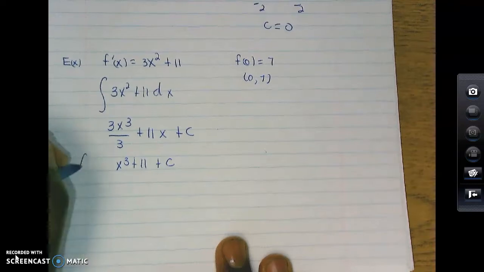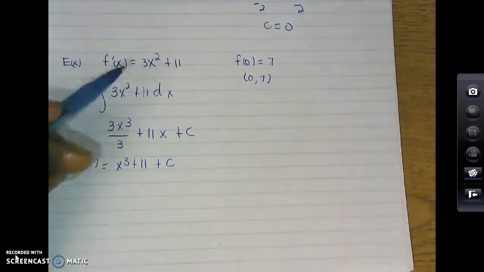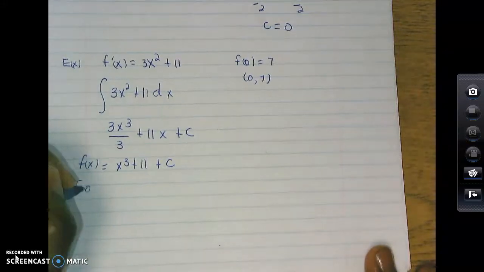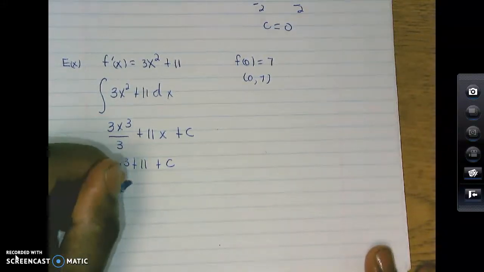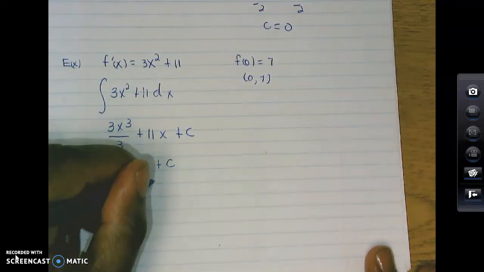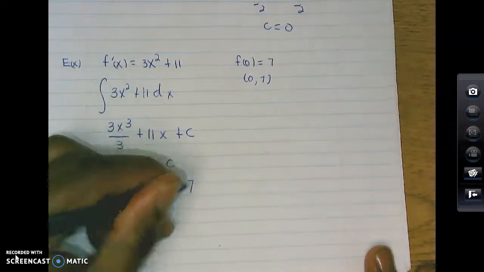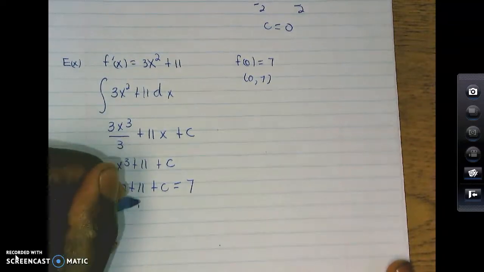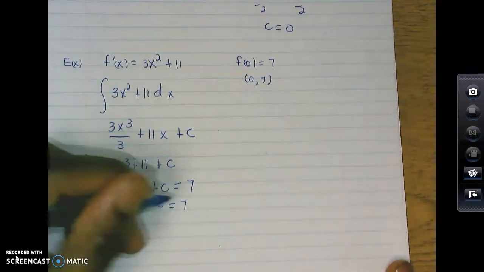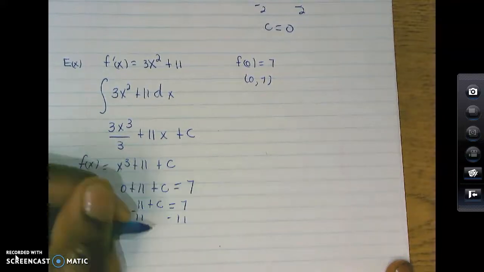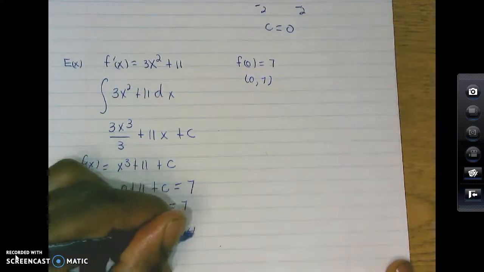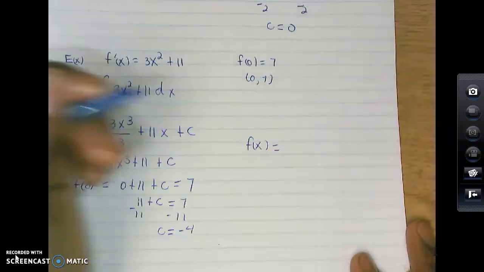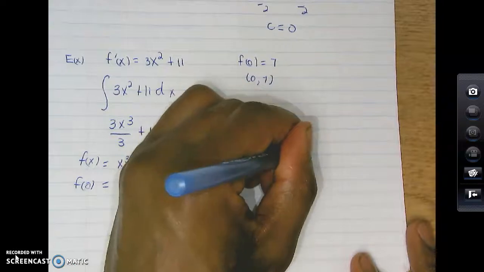So this is what my f of x is going to be equal to, and then I'm going to plug in a 0 everywhere I see an x. So I know that f of 0 is going to be equal to 0 plus 11 plus c, and that has to be equal to 7, because f of 0 is equal to 7. So that gives me what? That gives me 11 plus c is equal to 7. So I'm going to subtract 11 from both sides. So c is actually equal to negative 4. So I know that f of x is equal to x cubed plus 11.